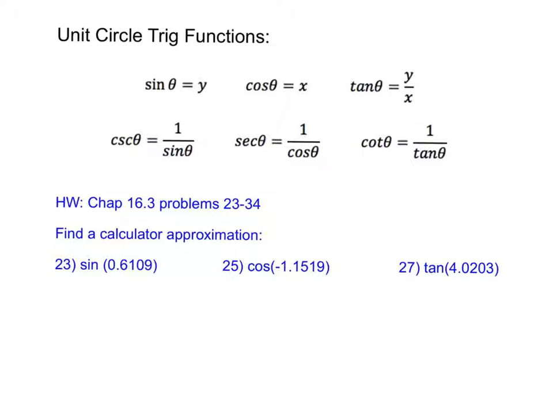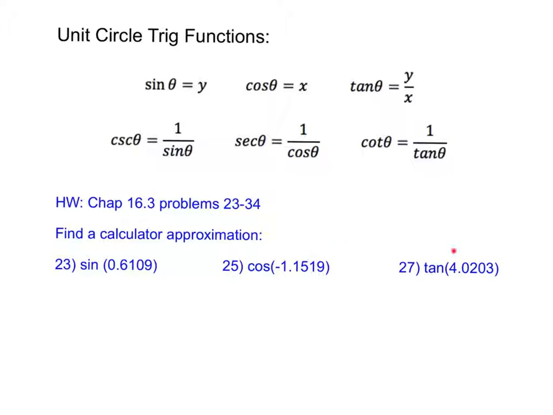I also like to mention that, actually, before I get into here. Cosecant's 1 over sine, secant's 1 over cosine, because that's the reciprocal for secant, and then cotangent's the reciprocal of tangent, so 1 over tangent.